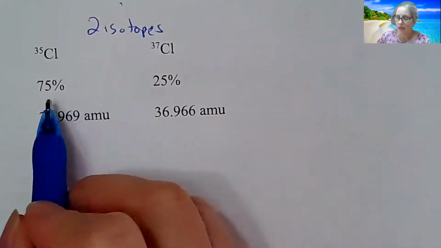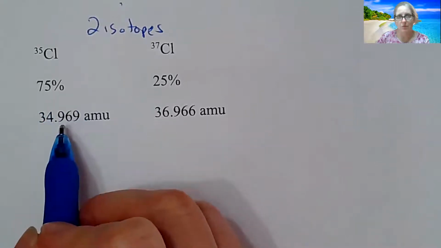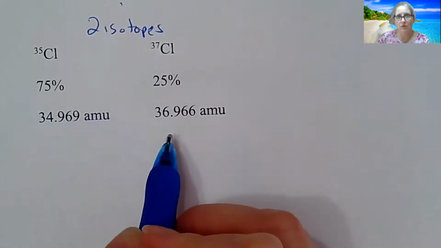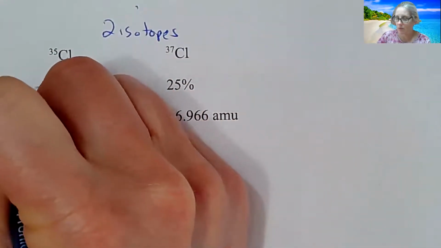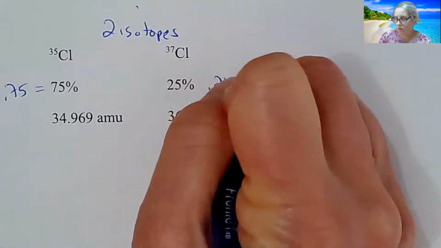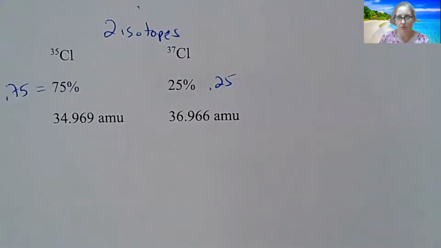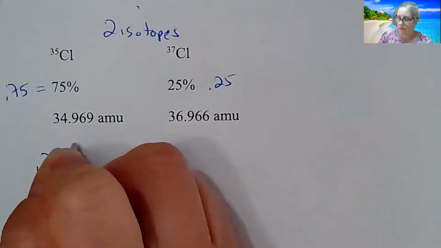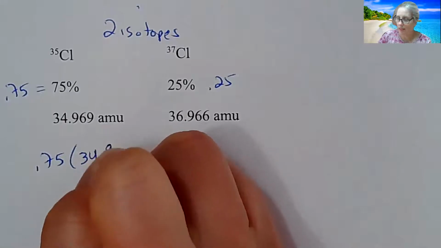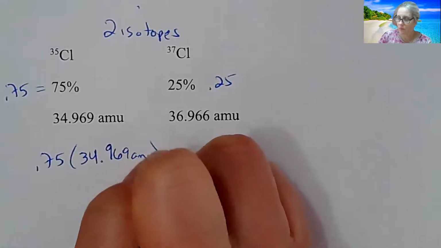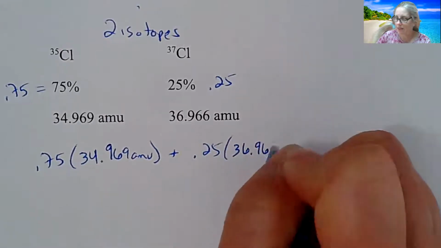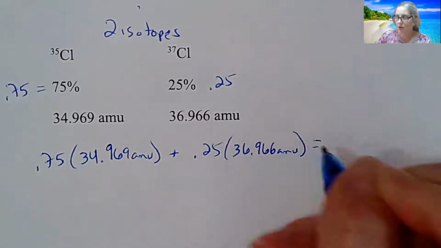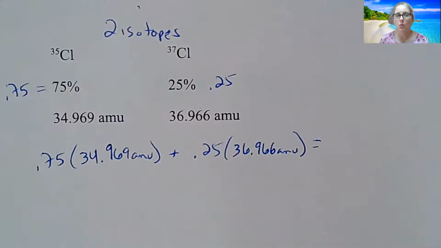So we are going to take 75% and multiply it by the mass, and 25% and multiply by this mass. But we're not going to do that, we're going to do it in decimals. So we're going to move the decimal point 2 over and multiply by the decimal. We're going to take 0.75 times 34.969 AMUs, and we're going to add it to 0.25 times 36.96 AMUs, and add those together. That's how you do a weighted average.